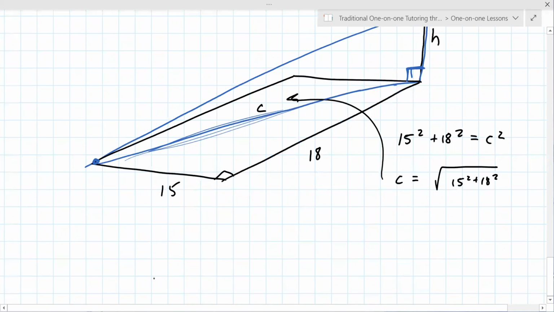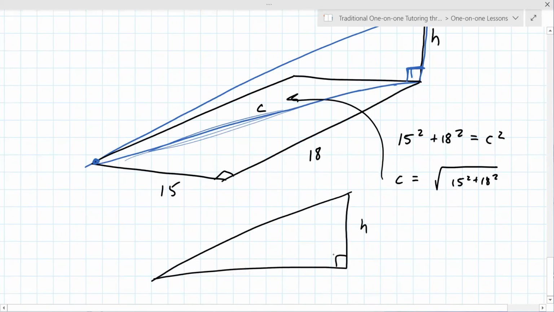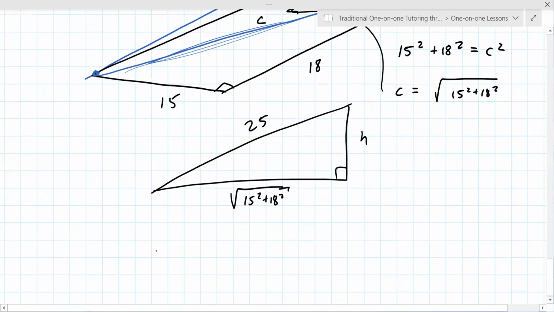So then that new triangle where we've got the H that we're trying to find, and I guess I should write that, that's 25. And the C, the square root of 15 squared plus 18 squared is here. Do you see that? Mhm. So it's the square root of 15 squared plus 18 squared plus H squared equals 25 squared.